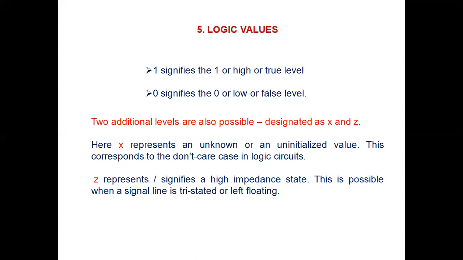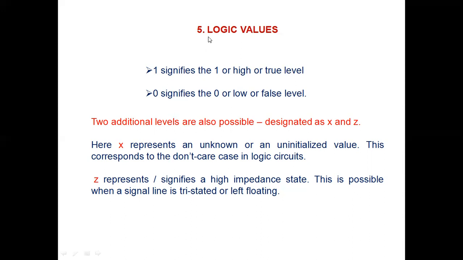Now what is the signal value on that wire? It will be neither 1 nor 0. It will not give you either 1 or 0. So then what is that state? It is called the high impedance state. Okay, so now these two values also come into the logic values.